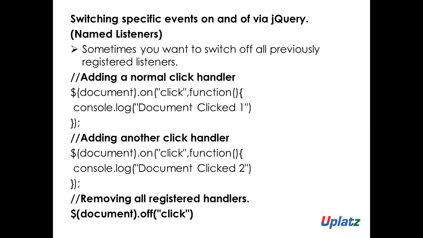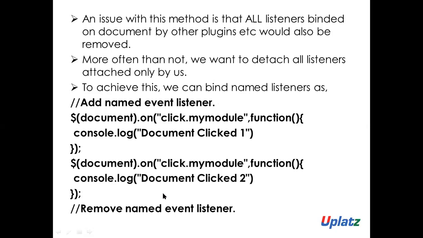Now I am removing all the registered handlers. For that I use document dot off click. This method makes all the listeners bound on the document in our plugin get removed. But we want to detach only the listeners we attached. To achieve this, we can bind a named event listener. So document dot on click dot my module function will get my document click, and I'm also adding another named event listener, click dot my module, which makes another document event get clicked.